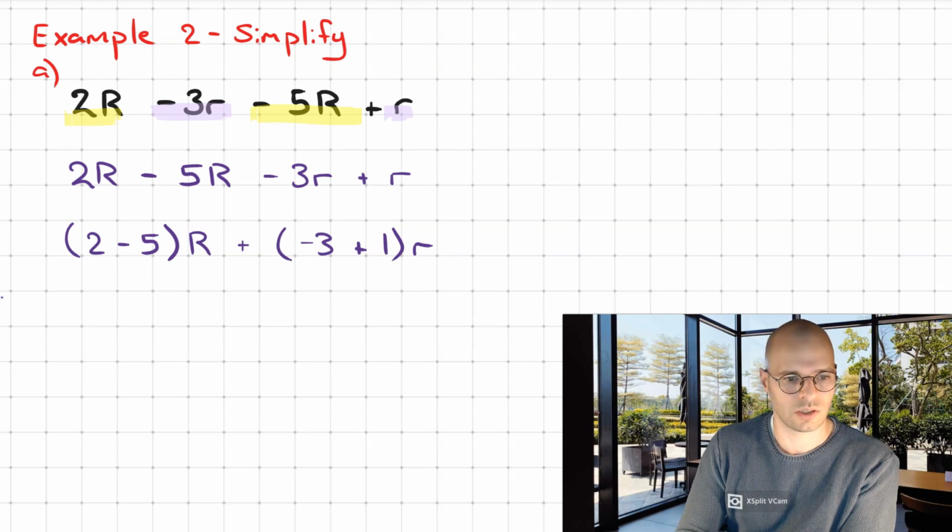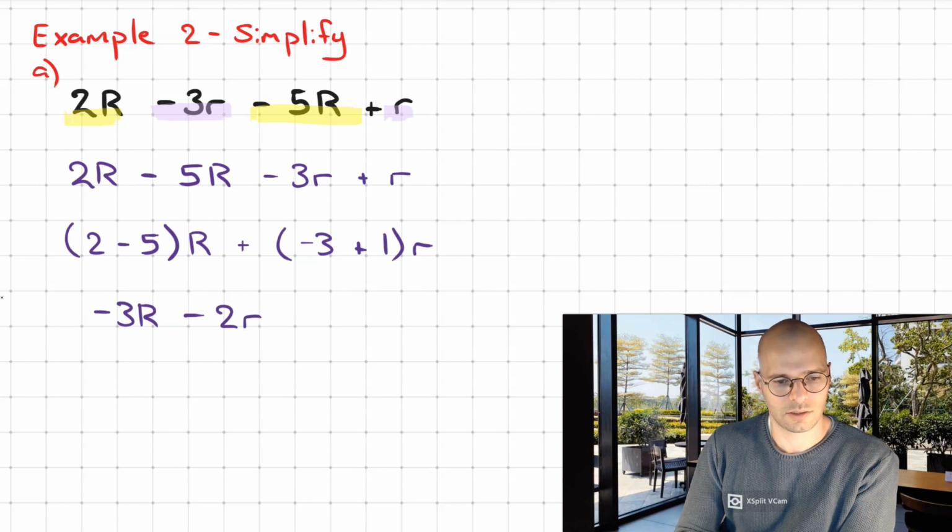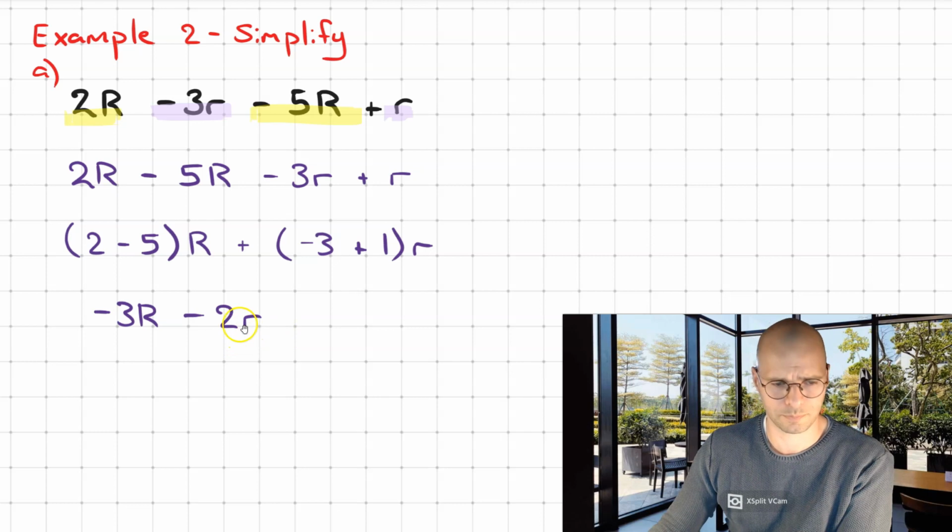Next, I'm going to compute. 2 take 5 is negative 3, and it's big R, plus minus 3 plus 1 is minus 2, so I can change this to minus 2 little r. Thus, simplifying the expression 2R minus 3 little r, take 5 big R plus little r, is the same as writing minus 3R, take 2 little r. So the takeaway here is that capitalization matters. You cannot mix big and little letters. You have to keep them separate as if they're different symbols.